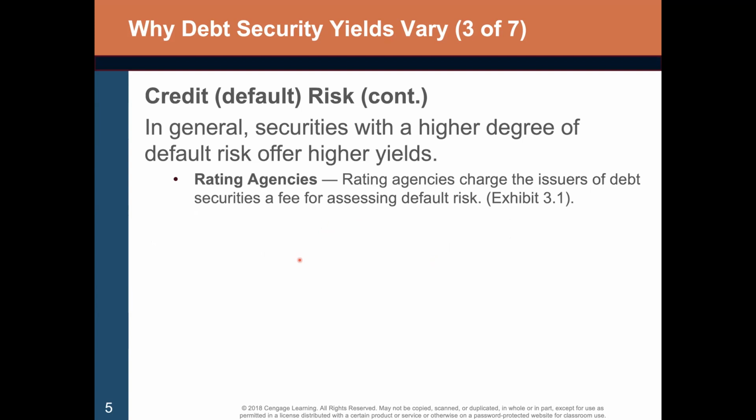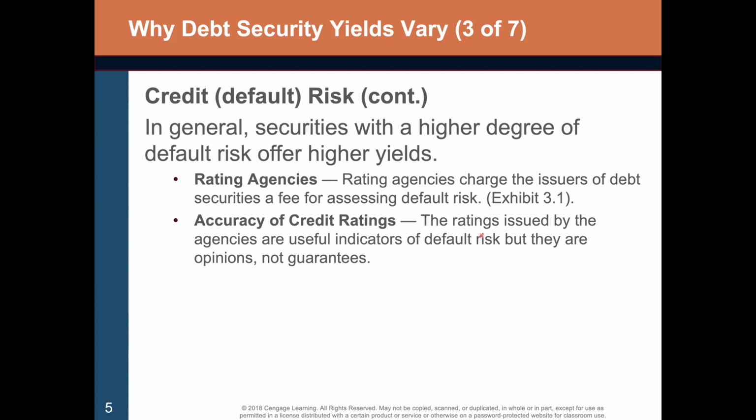So how can we measure whether or not a company has a potential for default? Well, one source of information we can look at are rating agencies. Rating agencies charge the issuers of debt securities a fee for assessing their default risk. And if you look in your book, there's a table, Exhibit 3.1, which we'll take a look at in just a second. These rating agencies, and the two most popular are Moody's and Standard & Poor's, will rate the debt, and that will determine whether or not people will demand a higher yield, because the rating agency helps to identify and assess any default risk.